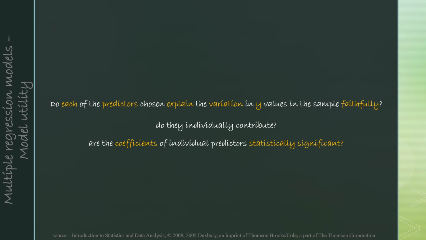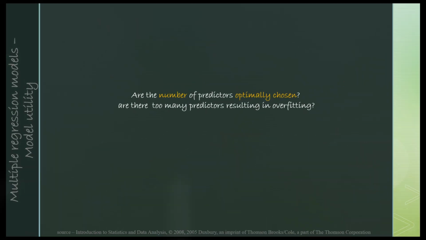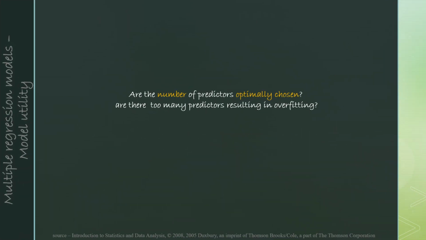Do each of the predictors chosen explain the variation in y values in the sample faithfully? Do they individually contribute? In other words, are the coefficients of individual predictors statistically significant? Are the number of predictors optimally chosen? In other words, are there too many predictors resulting in overfitting? Are the correct predictors chosen among the qualifying predictors while keeping the number of predictors optimal?